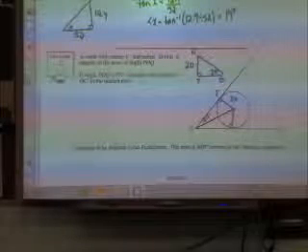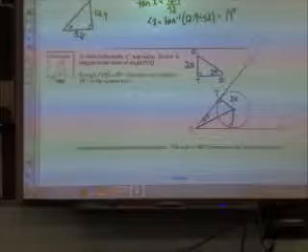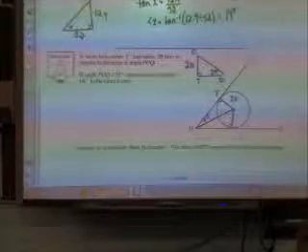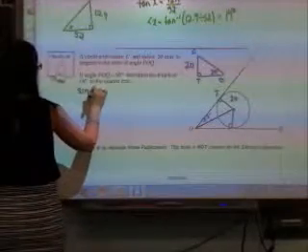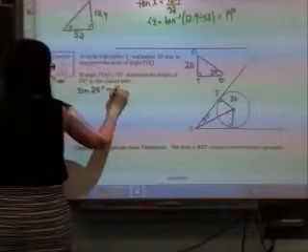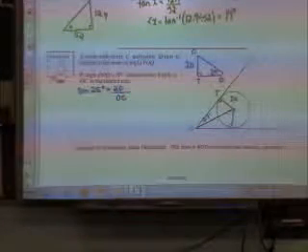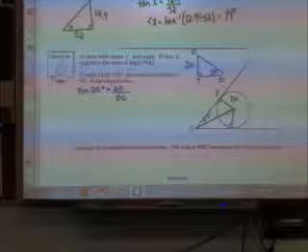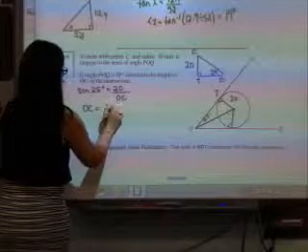So what trig function would I use to calculate that hypotenuse? Sine, because sine is opposite over hypotenuse. So sine of my 25 degree angle is my 20 millimeters over side OC. How do I solve for OC? 20 divided by sine 25. This is the divided one.